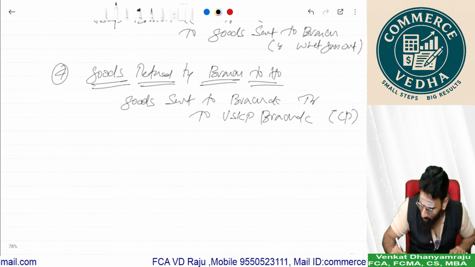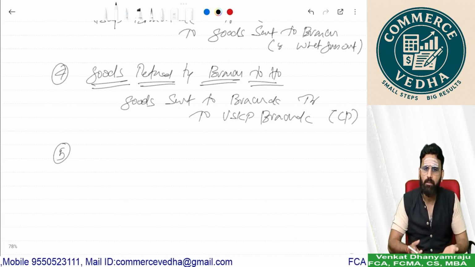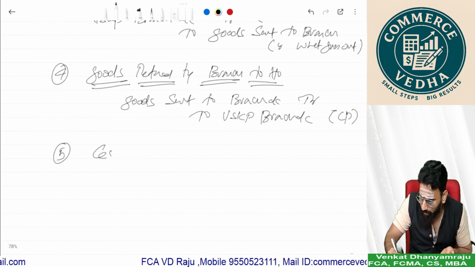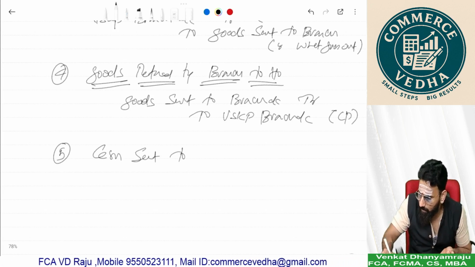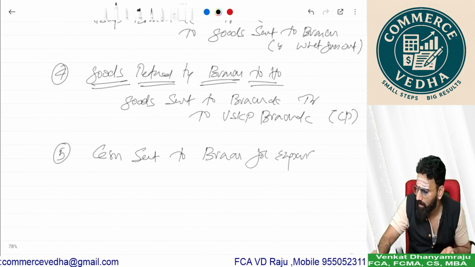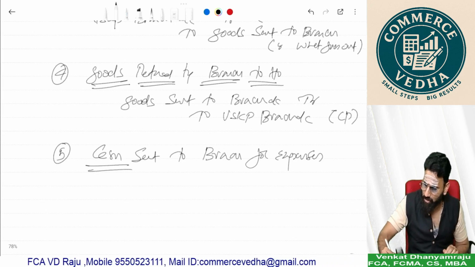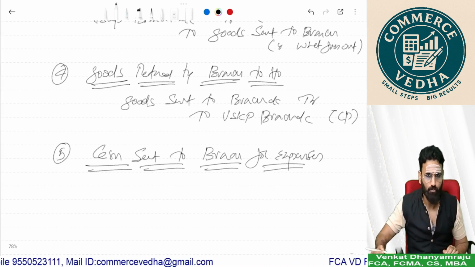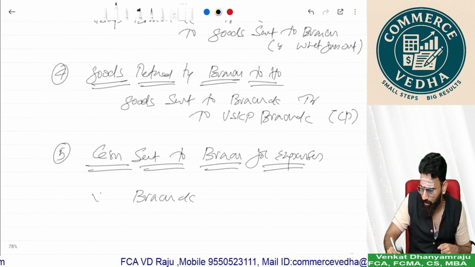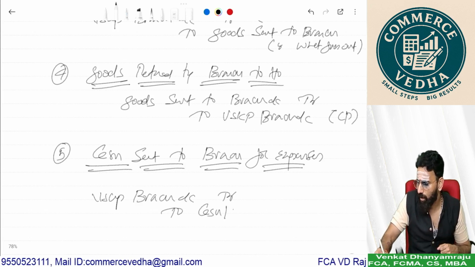The very next transaction here is branch expense. Generally branch expenses, HO only sends the cash. So cash sent to branch for expenses. Cash sent to branch for expenses. Who will send the cash? HO. Branch again receiver. The entry will be branch account. Here I am naming the Visakhapatnam branch account. Debit to cash or bank.